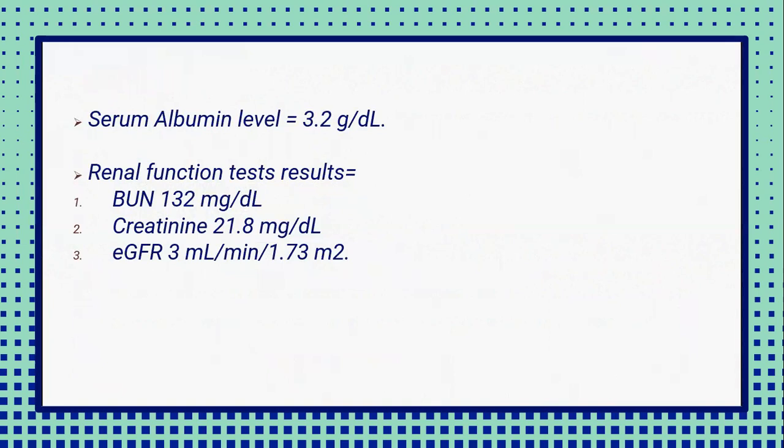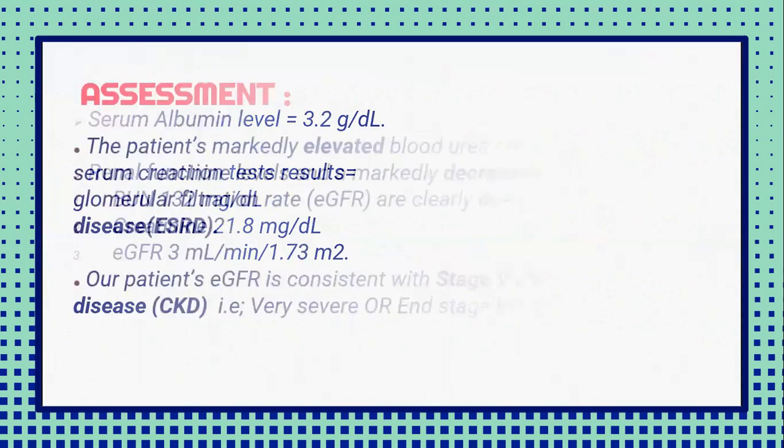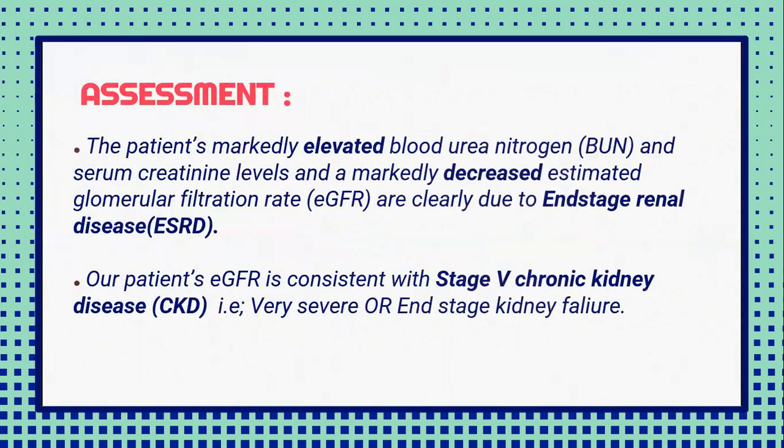Because all of these symptoms were indicating the patient may be suffering from some kind of renal disease, renal function tests were performed. The first test was blood urea nitrogen, which was 132 milligram per deciliter. Creatinine was 21.8 milligram per deciliter, and the estimated GFR, the estimated glomerular filtration rate, was 3 ml per minute per 1.73 meter square. So let's start the assessment and the plan.